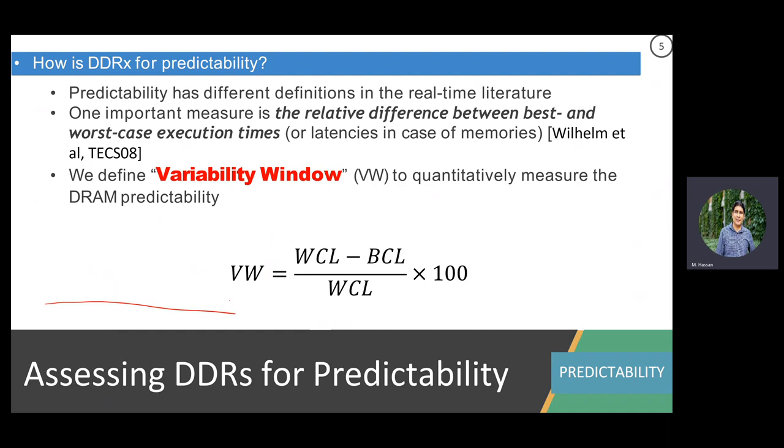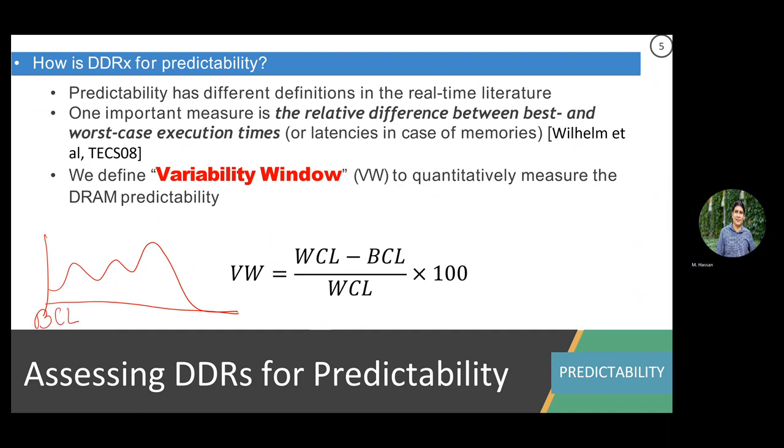This one here. Remember that we have a variability in terms of execution or latency. I have a best case, I have a worst case, and I have an average case. We had this figure before for execution time. It's just the same figure for latency.